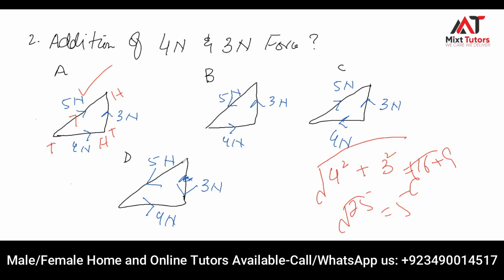Now let's see what's wrong with option B. 4 Newton, this is tail, this is head. 3 Newton, this is tail, this is head. In option B, they are not connecting the tail of the first to the head. They are connecting the head of the second to the tail, which is wrong. Direction is wrong. The arrow should not be downward. The arrow should be in the upward direction. Sarah, Yasser, do you understand this?